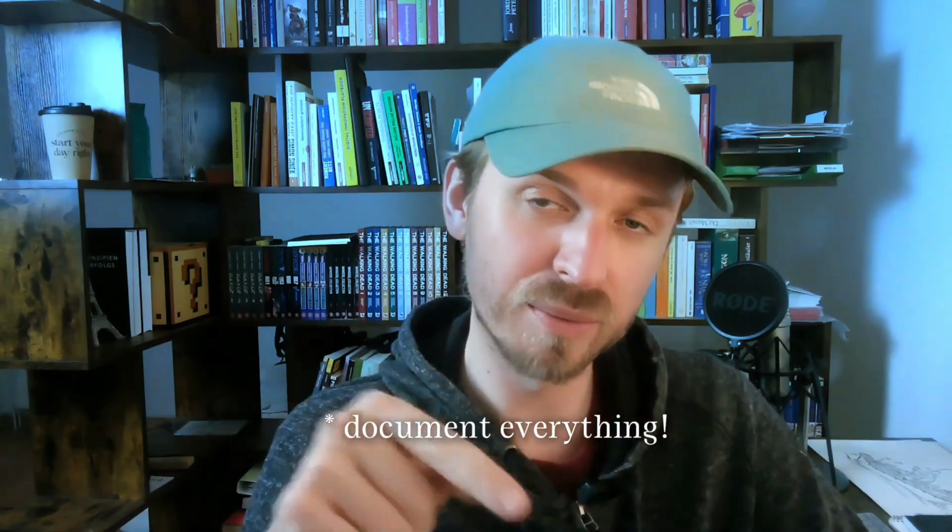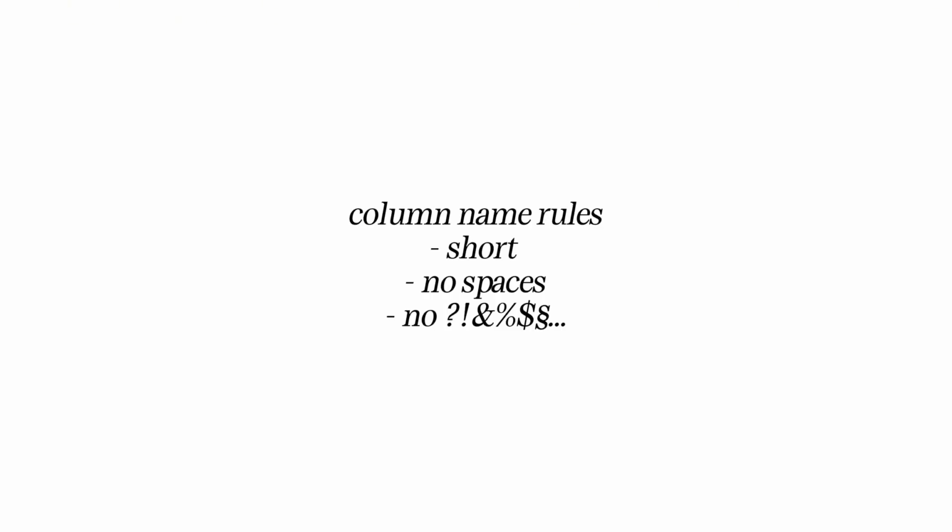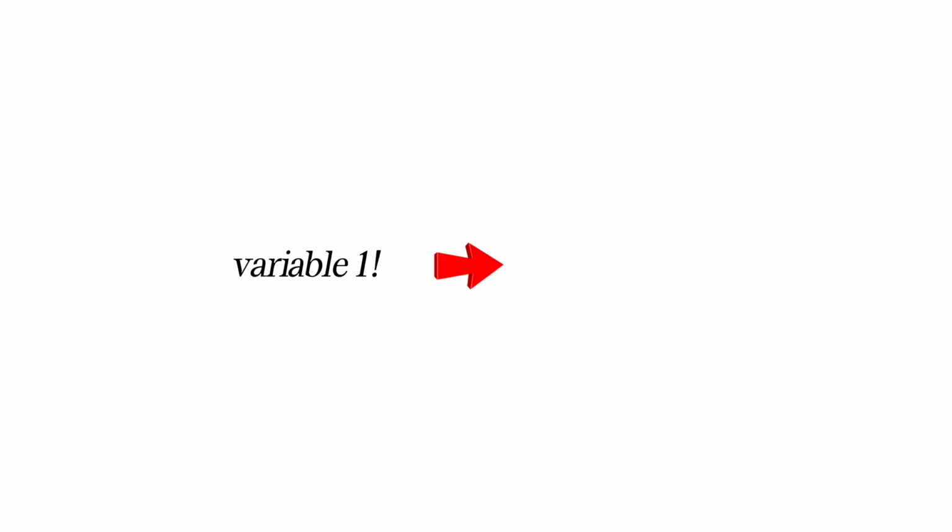So there's one last thing before we move on. Column names need to be short, with no spaces and no special characters. So something like this, you have to fill in with something like an underscore. Most of the analysis programs out there, SPSS, Python, are not good at handling spaces or special characters. Just do not use them in your header rows.